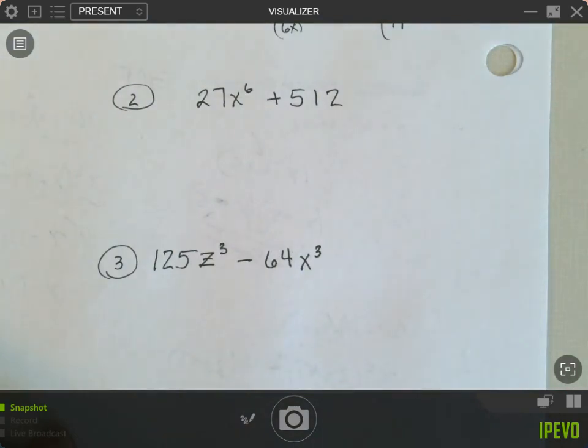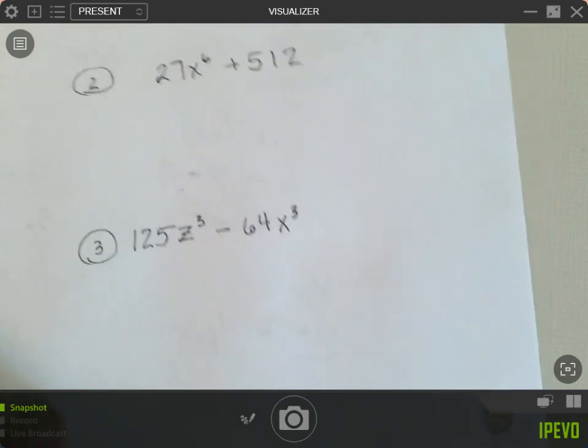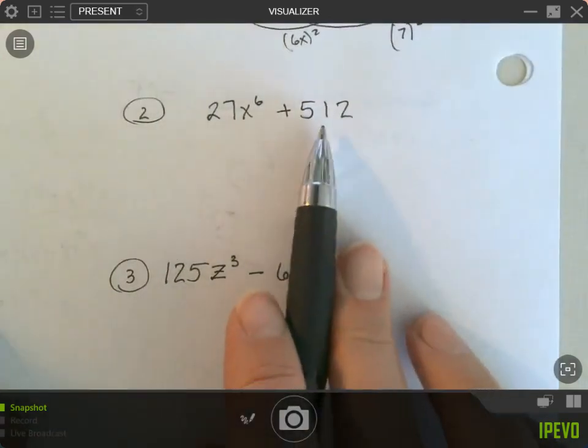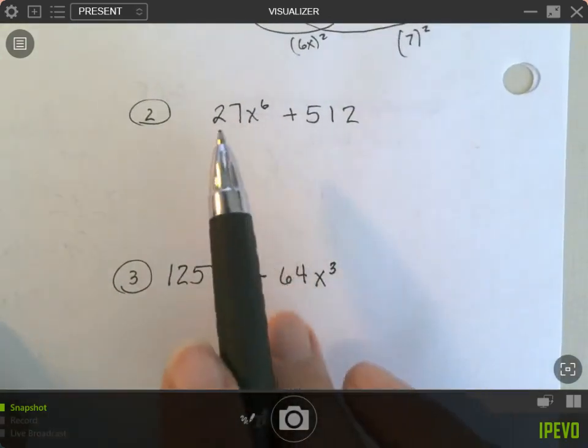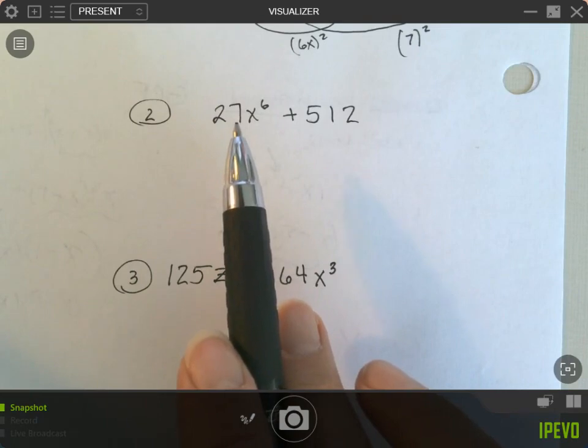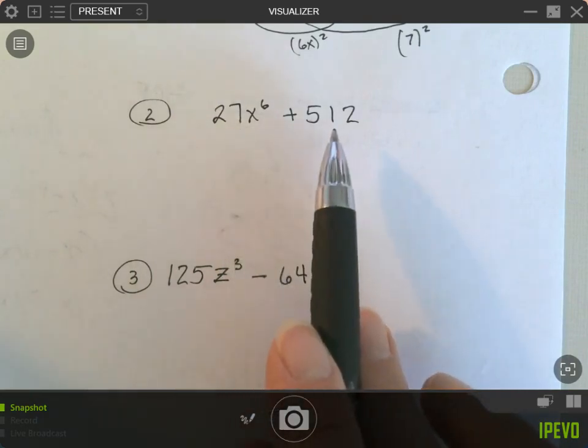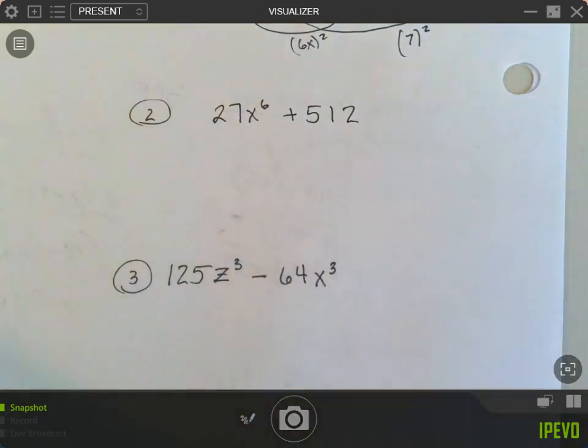Am I right or wrong? No GCF? Yeah, there is not a GCF. 27 only divides by 27, 9, and 3, and this doesn't divide by 3, so it's not going to divide by 9 or 27. It doesn't work with the smallest factor.